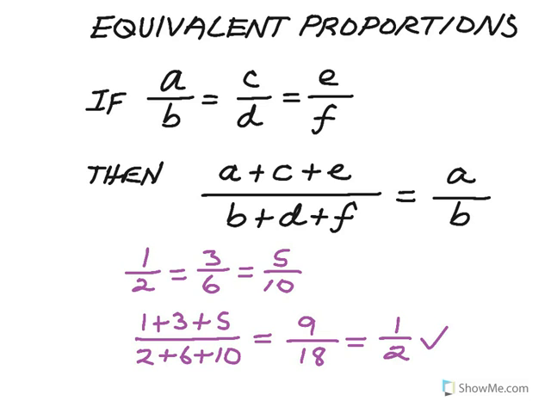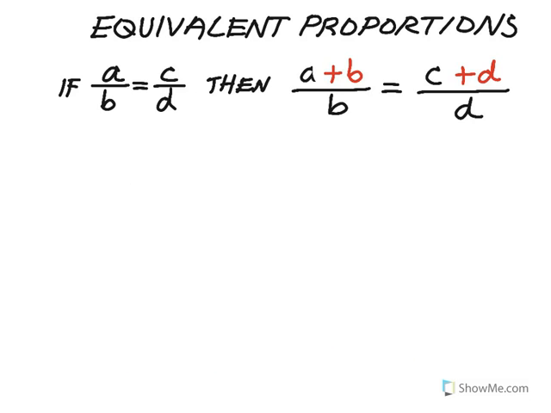So the bottom line is, I can add the numerators of equivalent fractions, and divide by the sum of the denominators of those equivalent fractions, and still have an equivalent fraction. Another property of equivalent proportions is that if I take two equivalent ratios, stated as a proportion, they remain equivalent if I take the denominator of each and add it to the numerator of each. In other words, if A over B is equal to C over D, I can add the denominator B to the numerator on the left, and add the denominator D to the numerator of the ratio on the right, and they should still be equivalent.